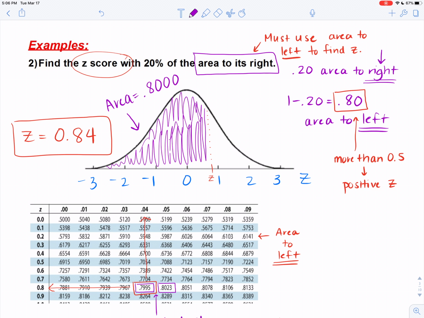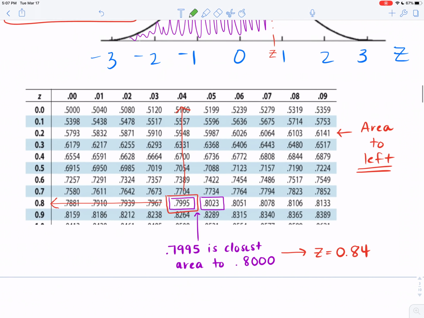And so you'll notice the very next thing that I did here was make that switch. I said, well, if 0.20 is to the right, then that means 0.80 would be to the left. And notice I worked the entire problem in terms of the area to the left, not the area to the right. At this point, it becomes just like the first example. When I convert it to area left, I note it is more than half. It's got about 80% to its left, so that means it's a positive z-score. I went to my table looking for an area to the left of 0.80.